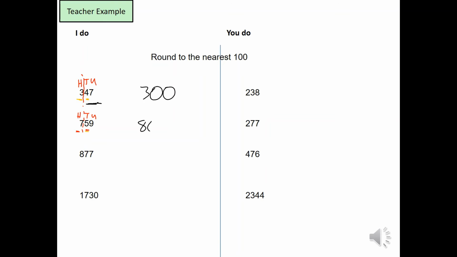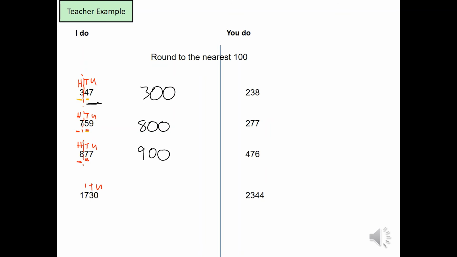So that becomes 800. Okay, next, the units, tens, hundreds. Is this 7 a 5 and above? Yes, it is. So the 8 will turn into a 9. We'll round up to a 9. And the remaining values, the placeholders, will turn into a 0. So that becomes 900.